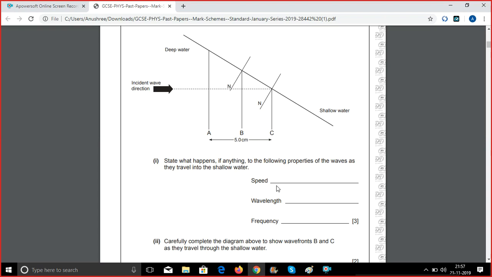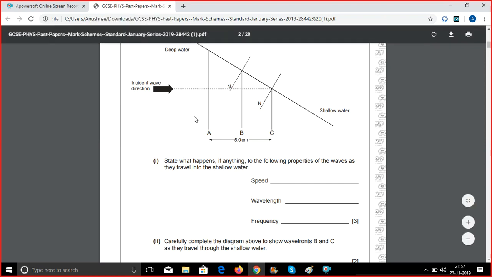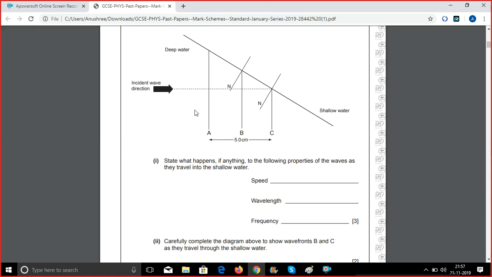So there's three waves, and the distance between the three complete waves altogether is 5 centimeters. And then how can you calculate wavelength? There's three complete waves, and altogether it measures 5 centimeters. So we need the measurement of one wave. So we do 5 divided by 3.